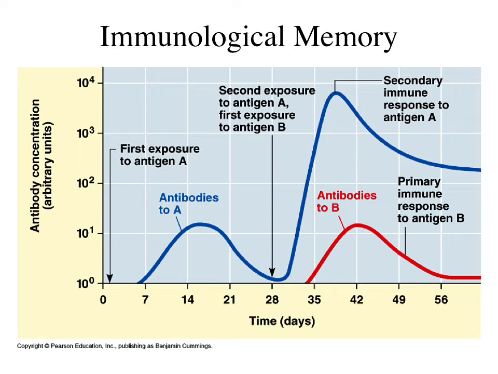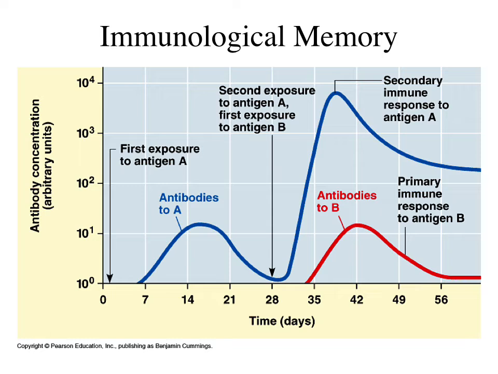So if there's a second exposure to antigen, then you have the secondary immune response to antigen A, which is going to be higher and faster than what we saw the first time around. That's immunological memory. That is the basis, that's the science behind how vaccines work. That's why we don't get infected multiple times with the same virus, because of immunological memory.